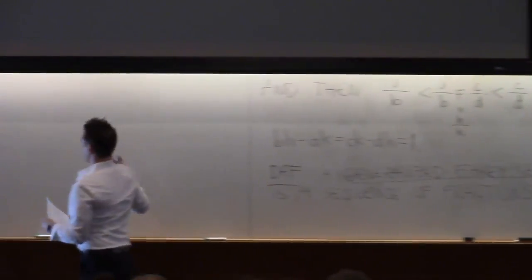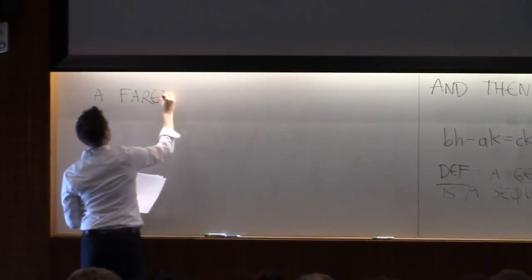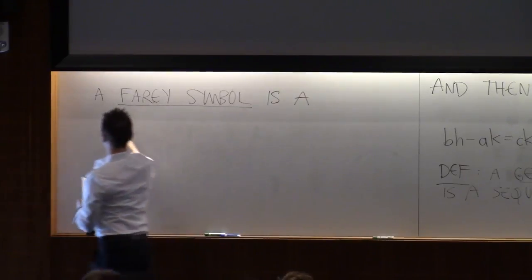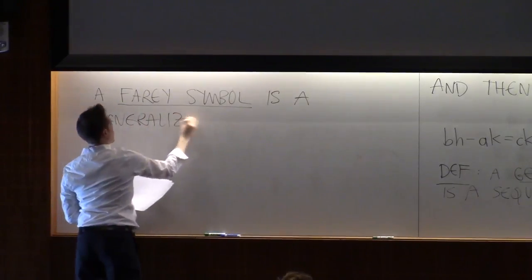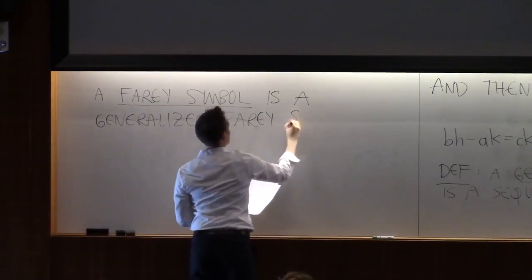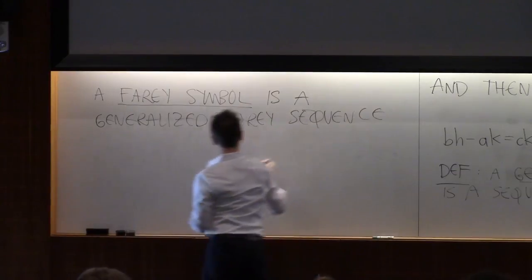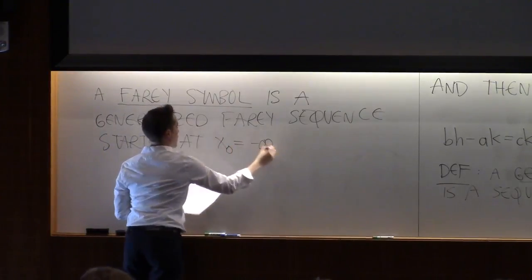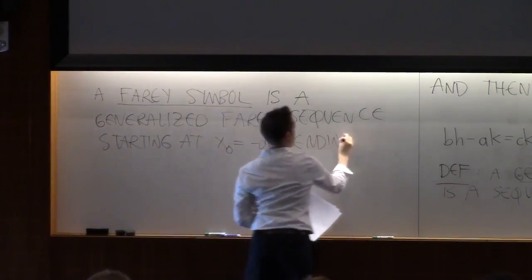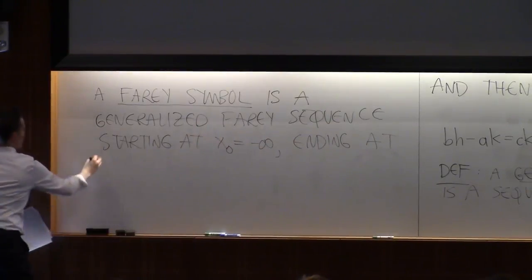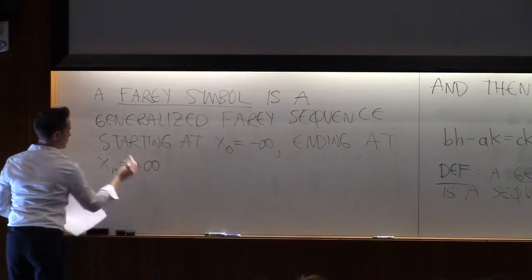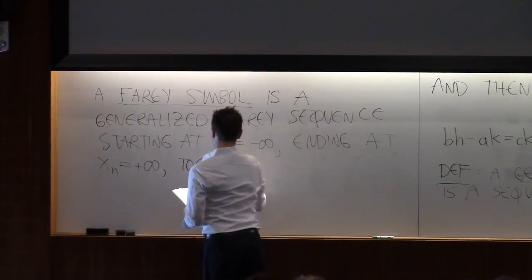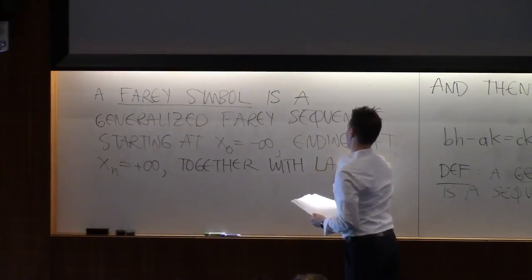A Farey symbol is a generalized Farey sequence starting at minus infinity, ending at infinity, and together with a bit of extra data. This data is just labels between the pairs.